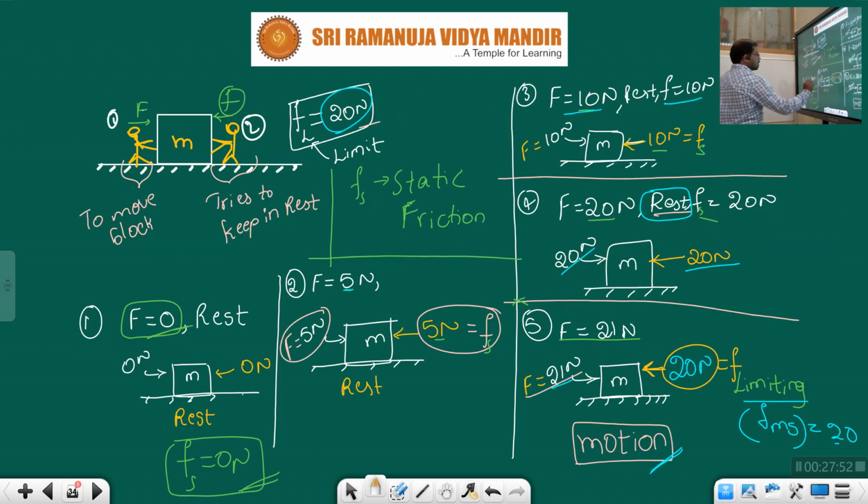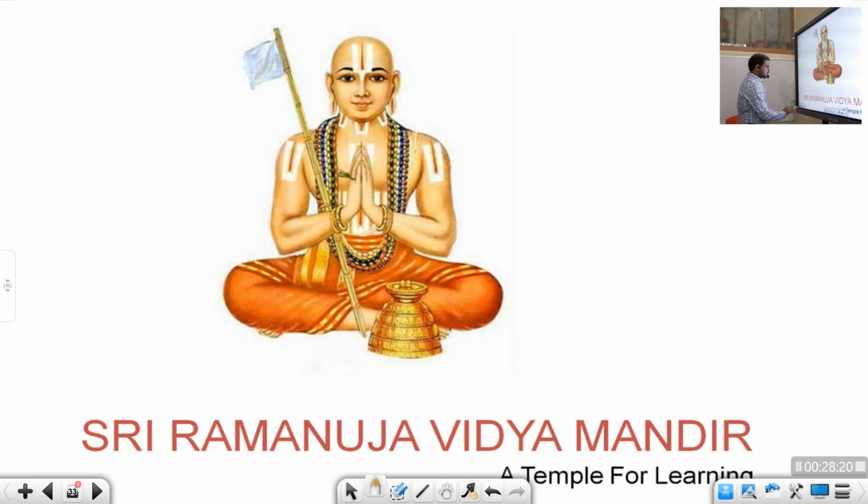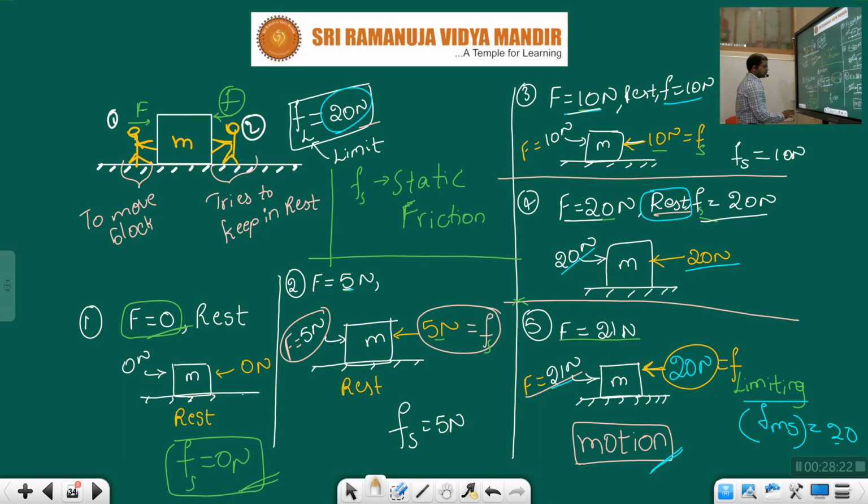Once observe, here applied force is how much, children? 5 Newton. Static friction applied also 5 only, no? Okay, here applied force is 10 newtons, notice Fs also 10 newtons only, no children? Opposite force also 10. Okay, here applied force 20, static friction also 20. Means what, children? I think you got the conclusion of what I want to say.